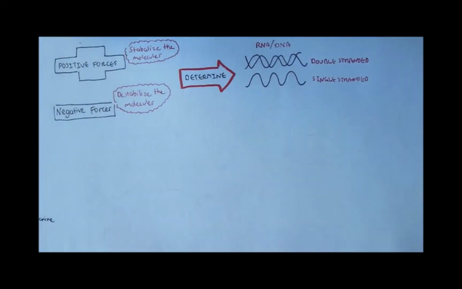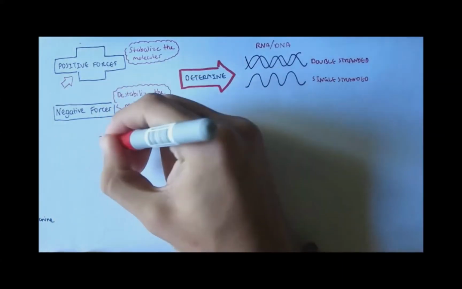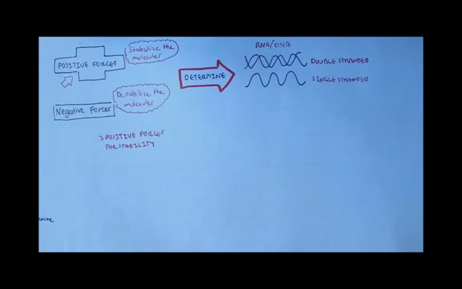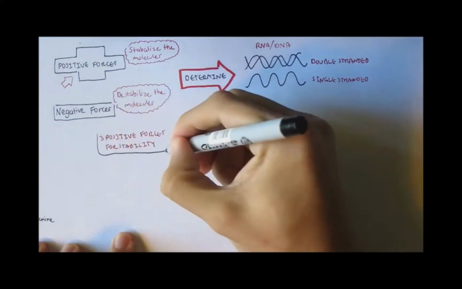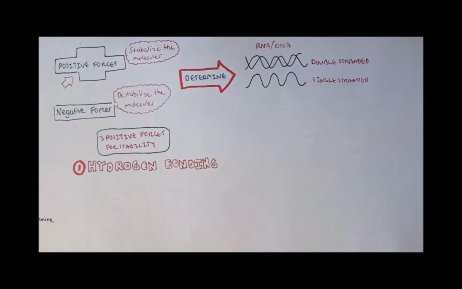If you think about it, if the structure isn't stable, it will be a single strand. It will be single-stranded because it can't hold a stable double-stranded structure. And if there is enough positive forces, then a double-stranded DNA structure can occur. So let's look at the positive forces first. Now there are 3 main types. Positive force number 1 is hydrogen bonds.